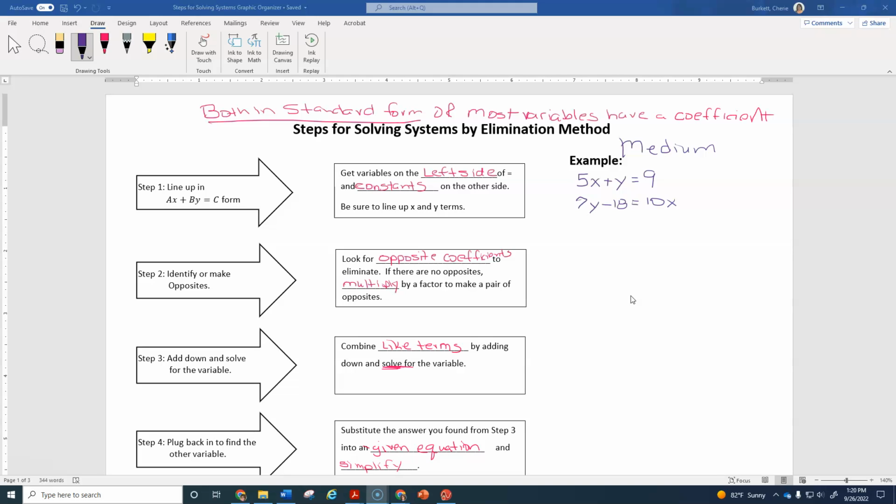I do not have it in standard form, so I'm going to have to do some rearranging. And then once I get it rearranged, I will not have a pair of opposite coefficients. So I will have to do this multiply part right here.